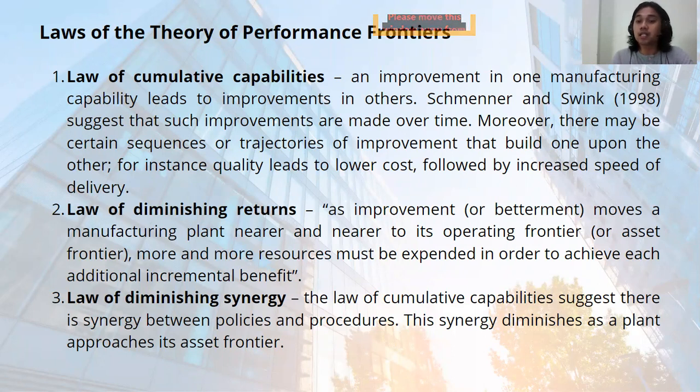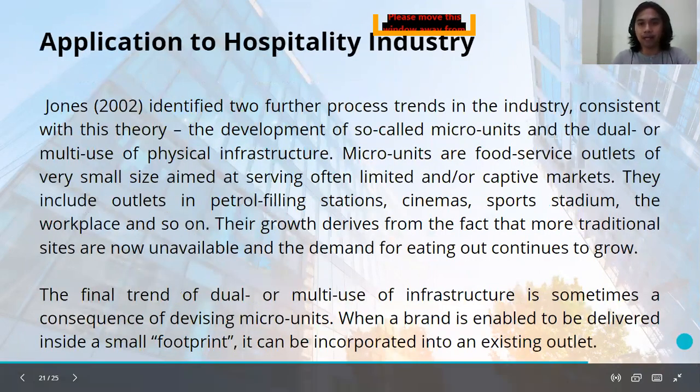So the law of diminishing synergy suggests that when you combine policies and procedures, you will have greater capabilities. However, this combined interaction of the policies and procedures will diminish as you reach the asset frontier or as you reach the optimum level, just like the explanation of the law of diminishing returns. When it has reached its pinnacle or summit, it will go down. So in illustration, it's like a curve. Okay, so after reaching that pinnacle or summit, it will go down or it will diminish its returns, value, or output. All right, so how can this be applied in the hospitality industry?